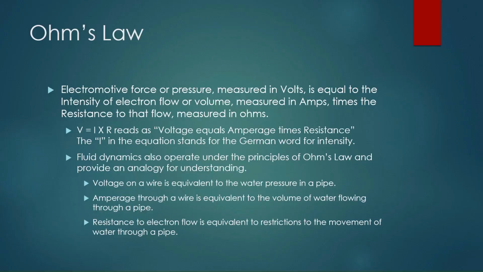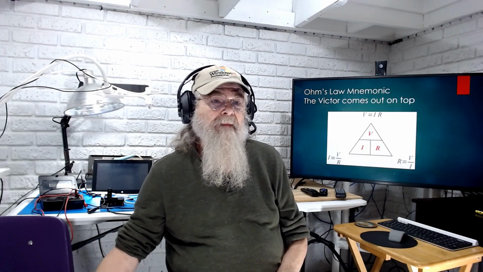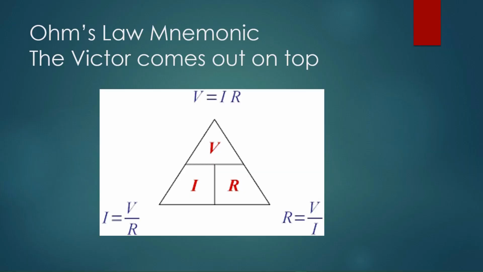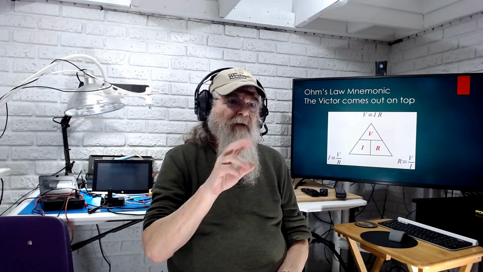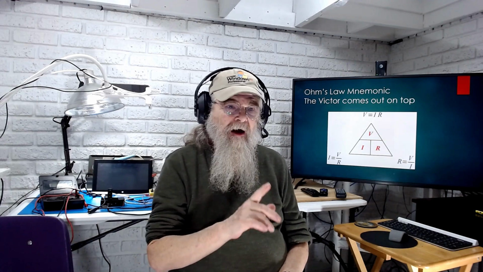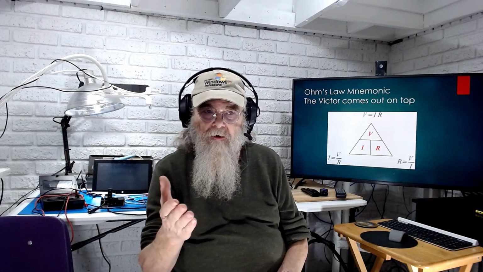So if we look at my Ohm's law mnemonic, we'll see it's mine. This is what the victor comes out on top. Victory, V equals victory. That's the way I think of it. The victor always comes out on top. So if you look at the little pyramid, you'll see that V is over I and R. And the equation is V is equal to I times R.